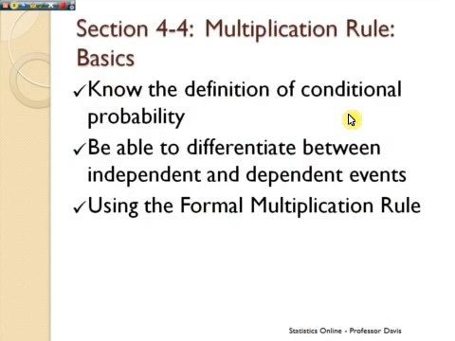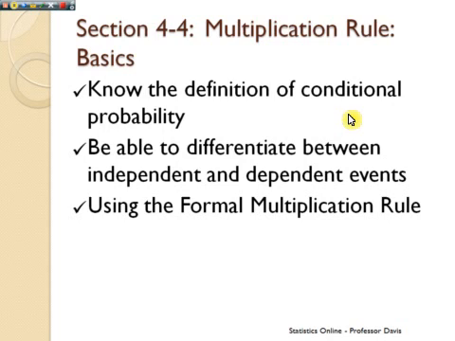Well, what we want to do with this group of topics is to finish up Chapter 4 on our Introduction to Probability. And we talked about the addition rule in the previous section. That was one of the first two major computing rules in probability. Now we want to focus our attention on the multiplication rule. So section 4.4 is called the basics of the multiplication rule.